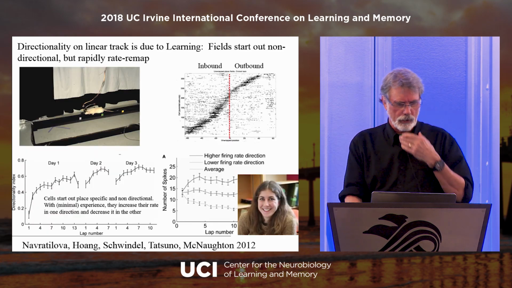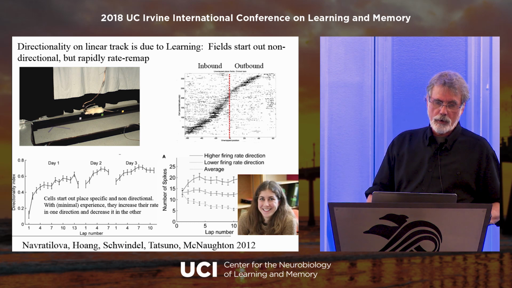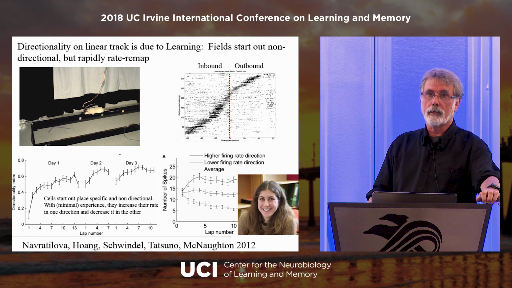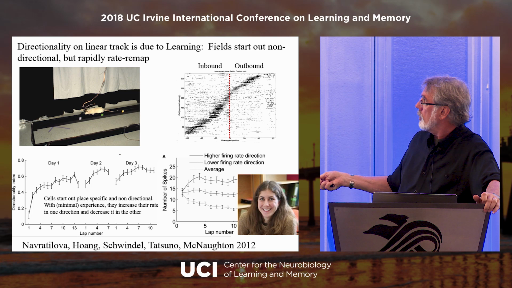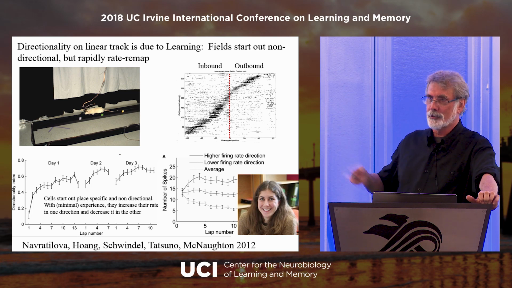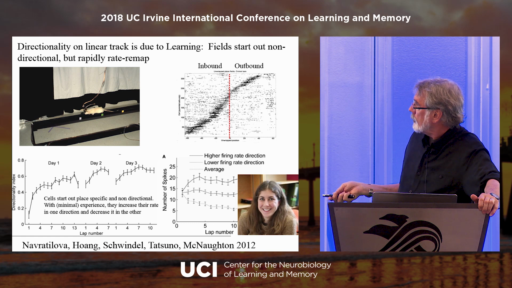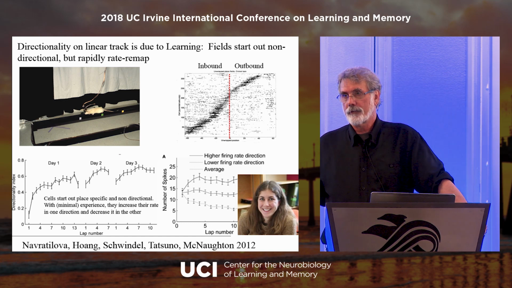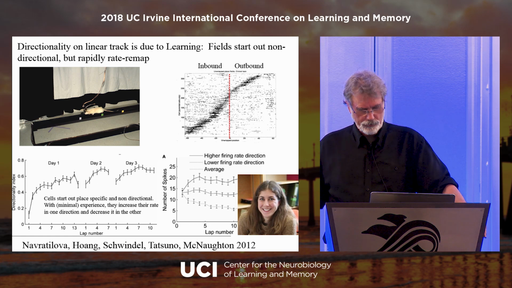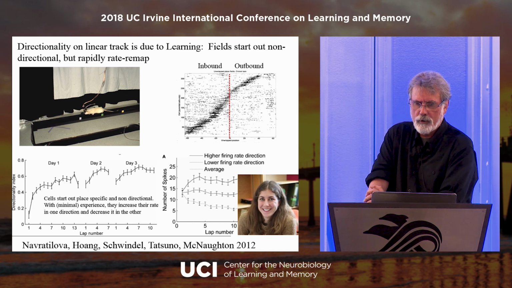And then Zaneta Navratilova showed that, in fact, this rate remapping is a learned phenomenon. There had been a long-standing issue about why place cells were directional on a linear track and not directional in random foraging, and she showed that after the first run ever on a track like this, when the animal came back the second time, the fields were different from the first time, so it's a learned phenomenon.